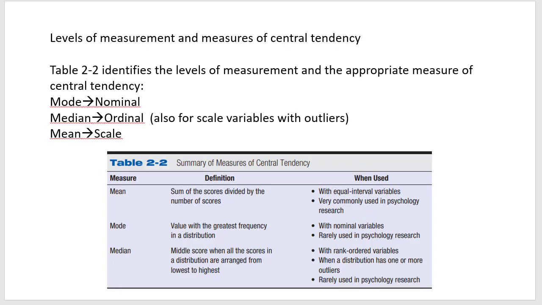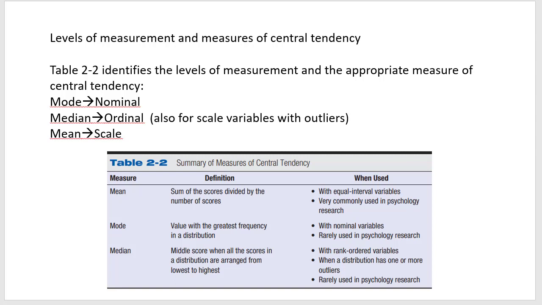Here's a handy table that you can copy down. For nominal variables, we typically use the mode as the measure of central tendency. For ordinal variables or for scale variables with outliers, we use the median. And the mean is what we use with scale variables.